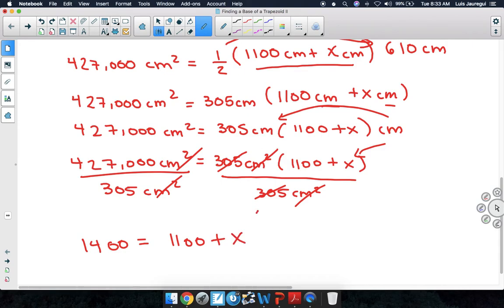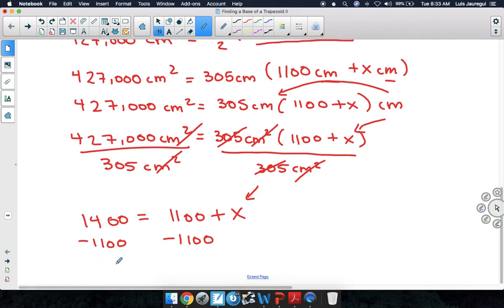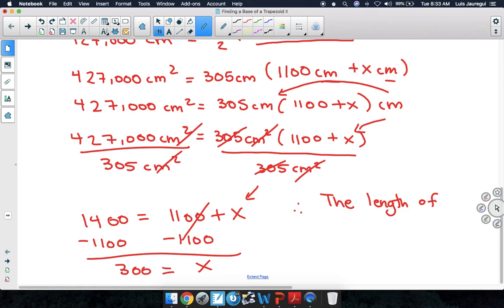Now, one more time, let's remember that our goal is to get the x by itself. So let's go ahead and subtract the 1100 from both sides of the equation. And we get that 1400 minus 1100 is equal to 300. And that is equal to x, because 1100 minus 1100 is 0. So we can say the following: therefore, the length of the little base is 300 centimeters. And that's how we can find a base of a trapezoid.